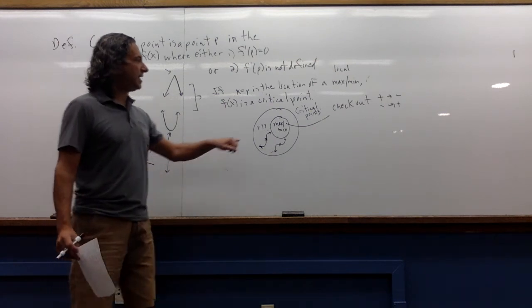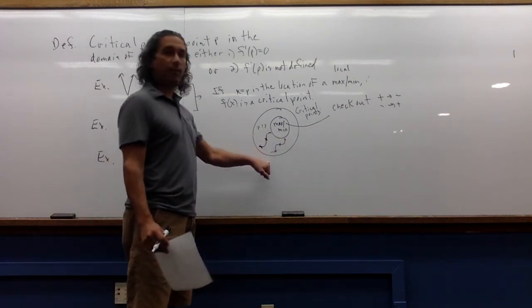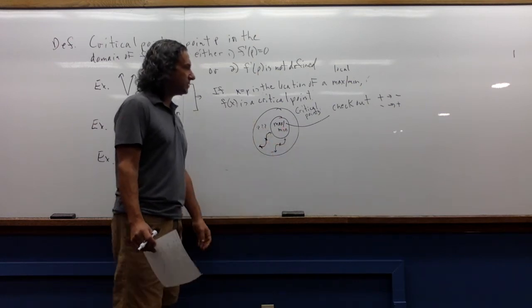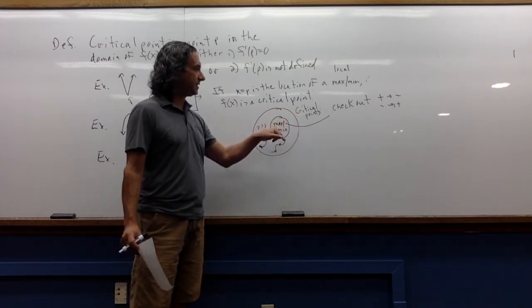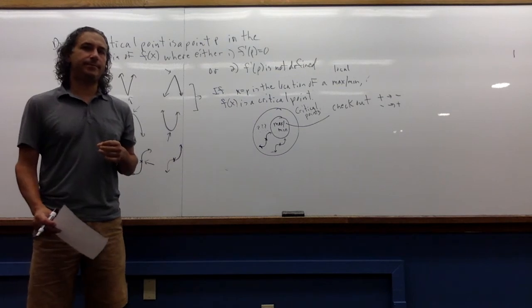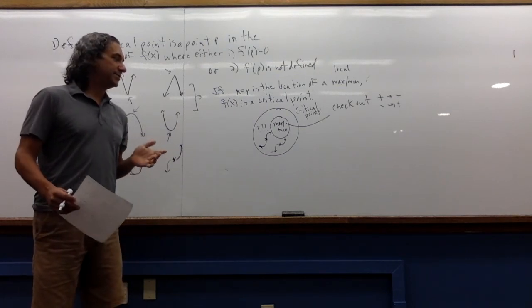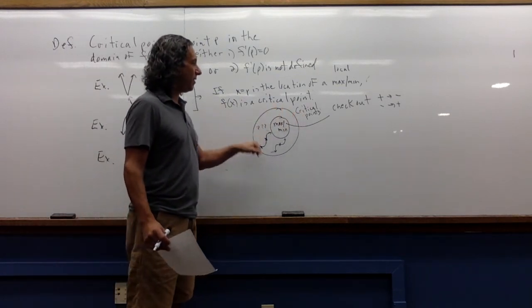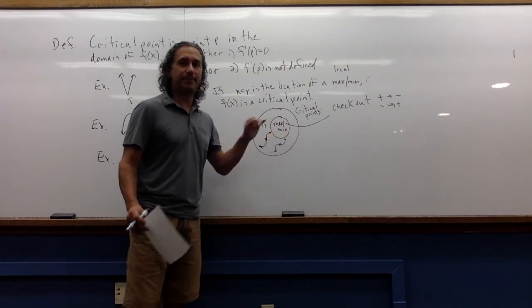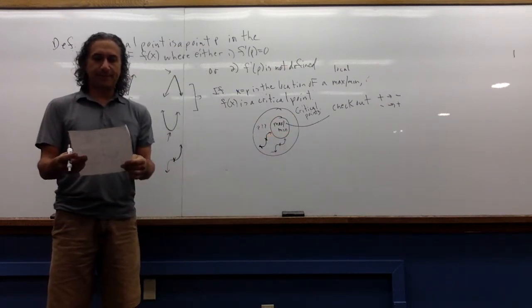Okay, so this shows us that if it's a max or min, then it's a critical point. This picture also shows us that if it's not a critical point, it's not a max or min. It also shows us that if it's a critical point, it doesn't have to be a max or min. So a lot of goodies are in there.